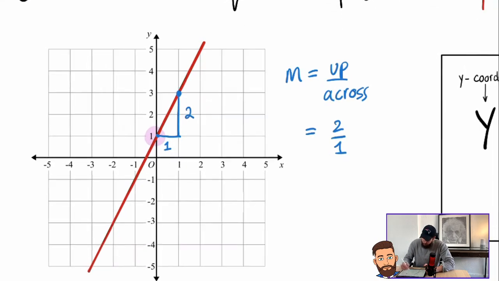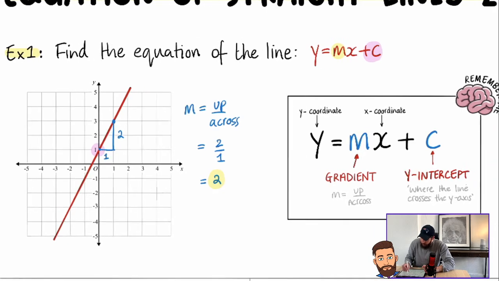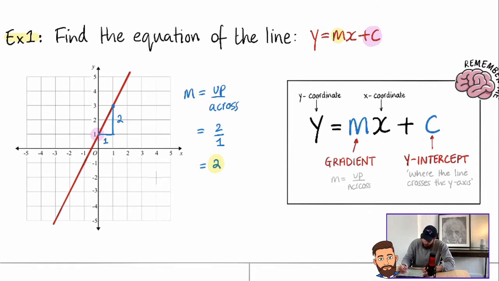Therefore, the gradient is 2. And we know if the gradient is 2, that means you go across 1 and up 2. So we have all of the elements that we need now to write the equation of a straight line. Remember, the y and the x is just the y and the x coordinates, so they're always in the equation of a straight line. So all we have to say is that the equation of a straight line is y equals m, which we just said the gradient is 2, x, plus the y-intercept, which in this case is 1, so plus 1. And that is that question complete.